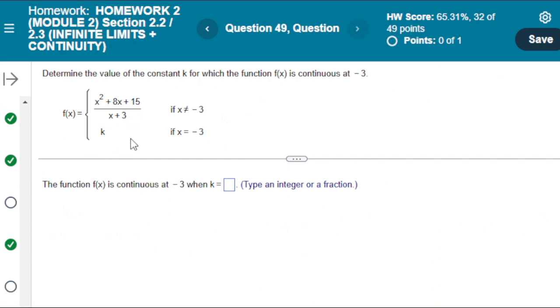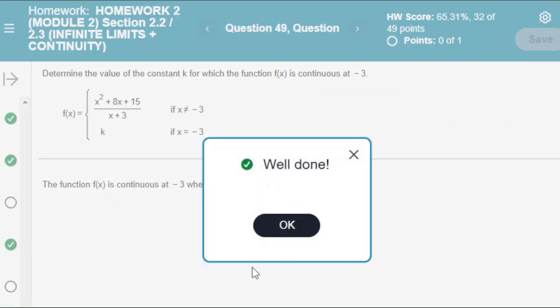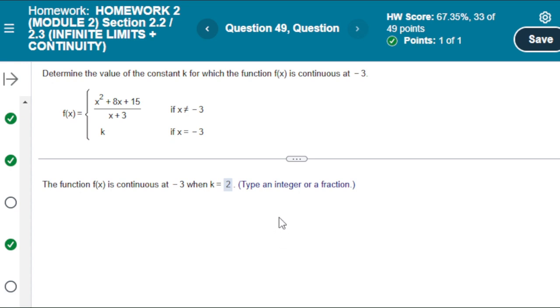So for this problem, essentially what you need to do is just take the limit as x approaches negative 3 of this, and then that's what your k is going to be. So our k is 2 here. That's a little bit of a tricky problem, but that's making sure you understand the definition of continuity.